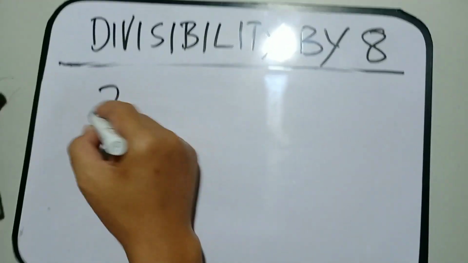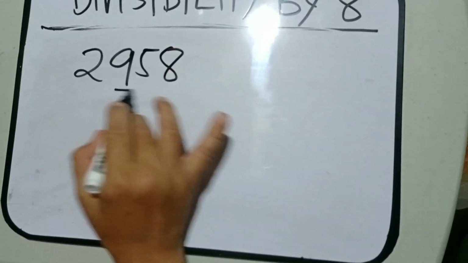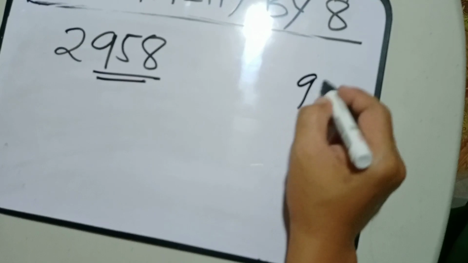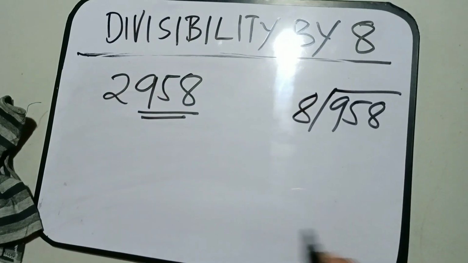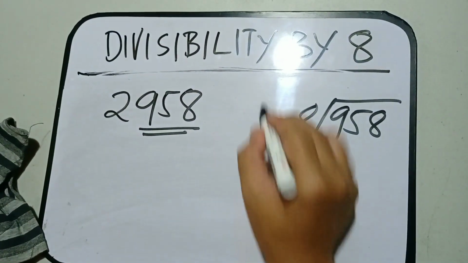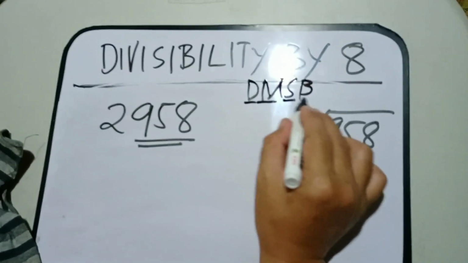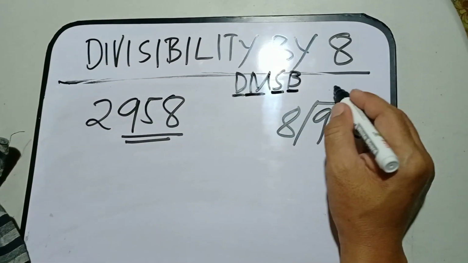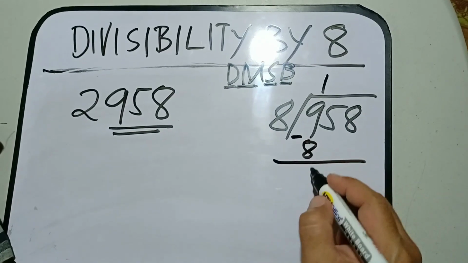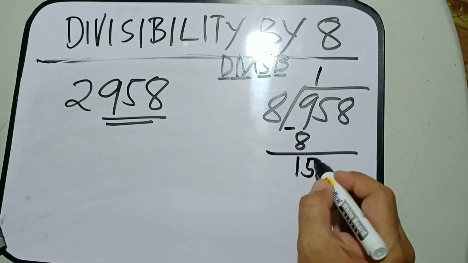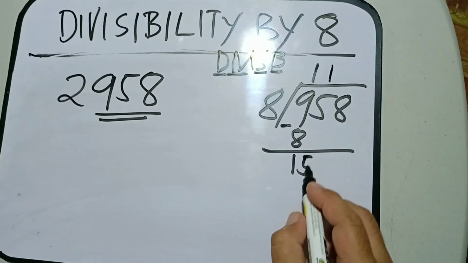Okay, another example. Let's say 2,958. So, divisibility by 8. Last 3 digit again. So, si 958 ba ay divisible by 8? So, 9 divided by 8. So, always remember yung ating rule sa pagdi-divide, ha? D, M, S, B. Divide, multiply, subtract, and bring down. So, 9 divided by 8 is 1. Multiply, subtract, 1. Then, bring down. Divide ulit. So, 15 divided by 8 is 1.